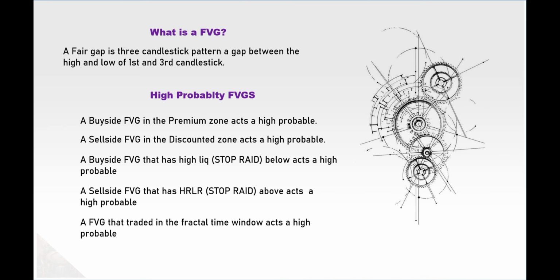A fair value gap that traded in the fractal time window acts as a high probable. Now, what I'm talking about with the fractal time window: the fractal time windows are the macro timing window, or you can use the kill zone time window to see the fair value gaps which are the high probable fair value gaps. So let's go into the chart examples.